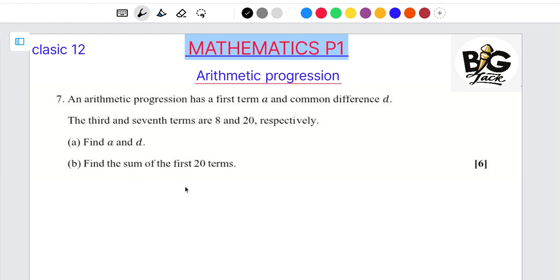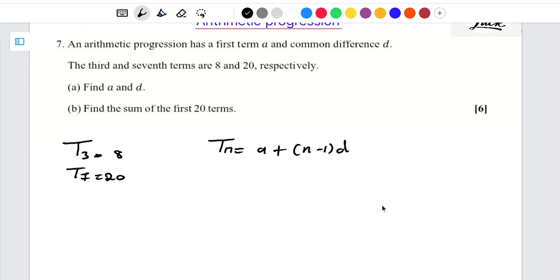So for us to find the value of A and the value of D, we have to collect data. We know that term number 3 is equal to 8 and term number 7 is equal to 20. So what are we going to do? We know that the nth term is given by A, which is the first term, plus (n minus 1) multiplied by the common difference. So we have to use this formula to come up with the equations that we are going to use. As you can see, this is the position of n.